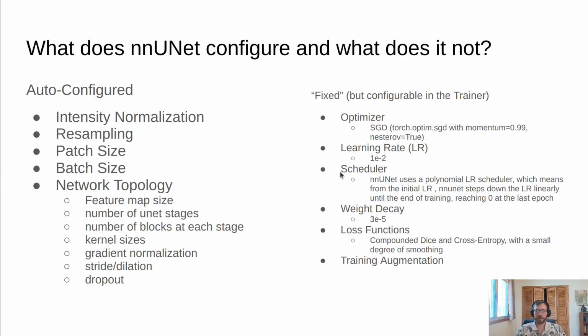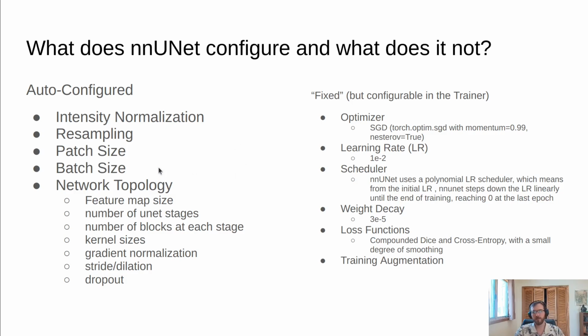What does it configure? It automatically handles the intensity normalization. It has a few intensity normalization schemes, which I'll go into later. It handles the resampling of your data if your data has different image sizing or spacing. It handles your patch size automatically. It tries to determine, based on a set amount of VRAM and the median size of your data, what a reasonable patch size would be. It does the batch size as well.